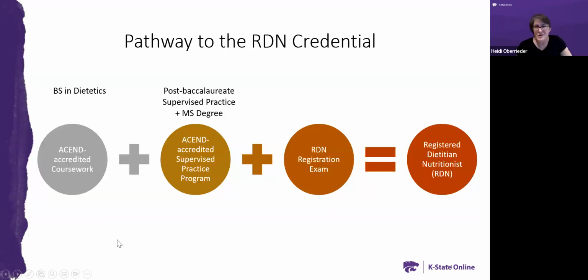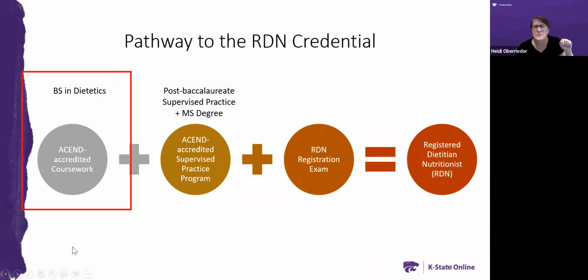So this is a visual of the pathway to earning that RDN credential. Now, this is true as of today. So first you have to get what's called ASCEND accredited coursework. ASCEND stands for the Accrediting Council of Education in Nutrition and Dietetics. It's our accrediting body. So they're the people that come in and say, K-State, are you doing everything you need to do to be an ASCEND accredited program? So we get checked on and we have to keep data and statistics. That's what makes us an ASCEND accredited program.